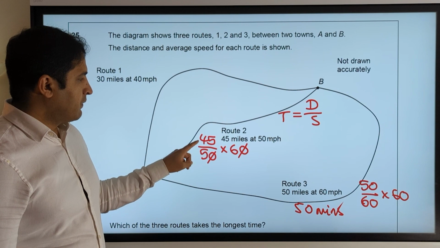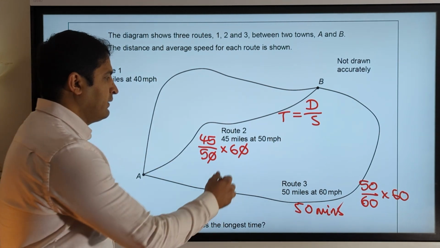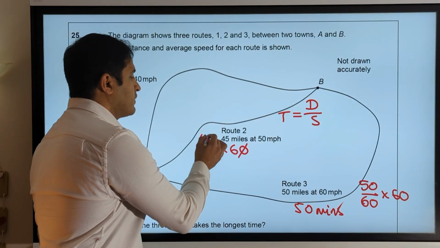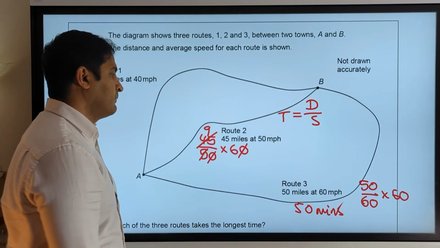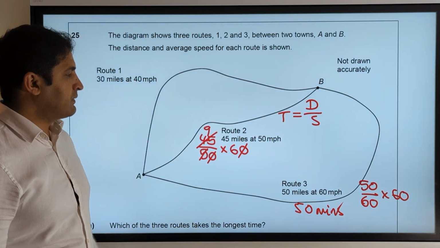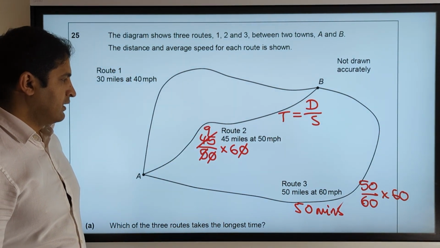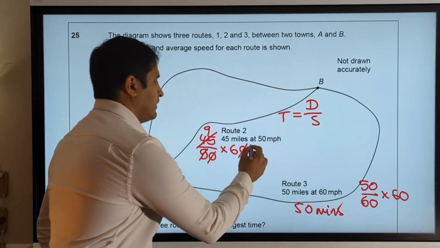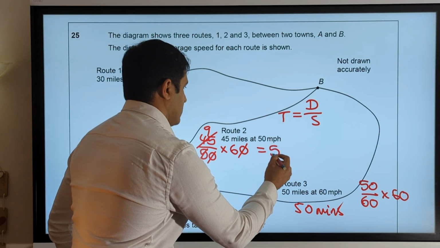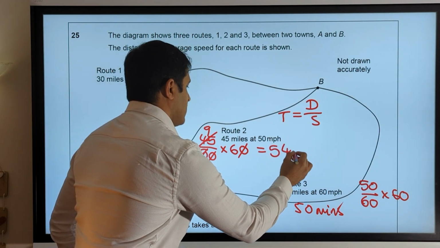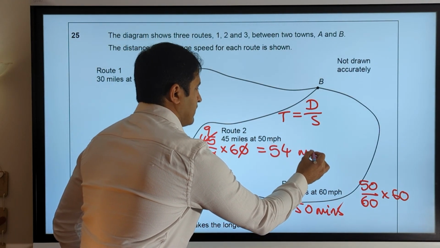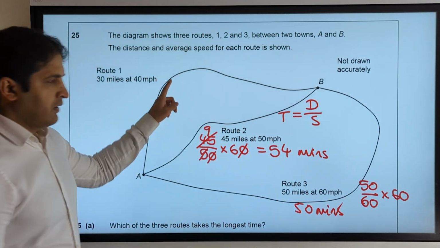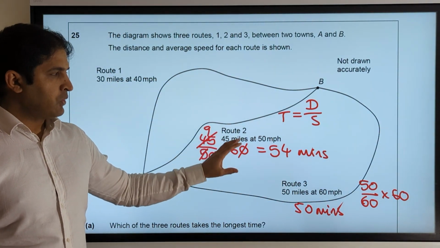And then 5 cancels out with 45. How many times does 5 go into 45? It's 9. So all I get is 9 times 6. What's 9 times 6? 54 minutes. So that already tells us route 2 takes longer.